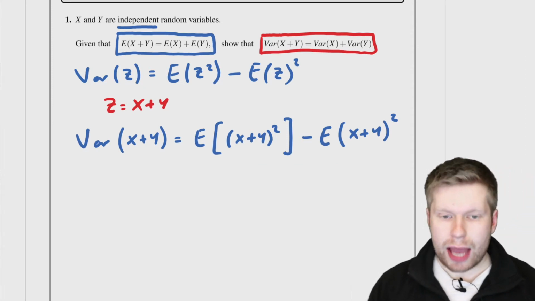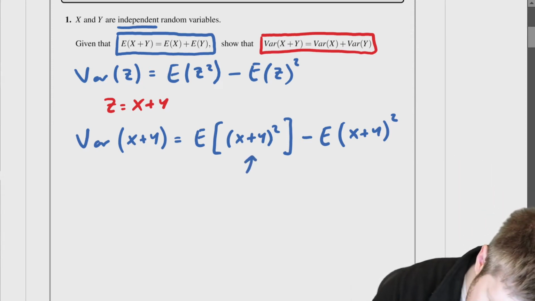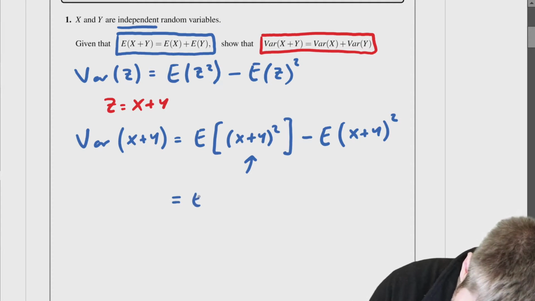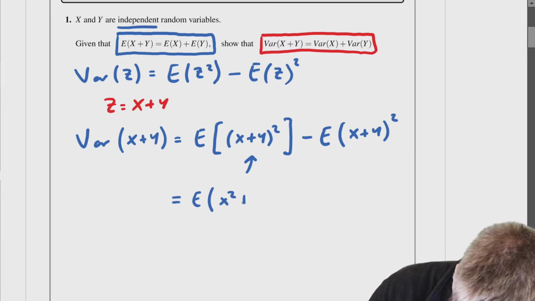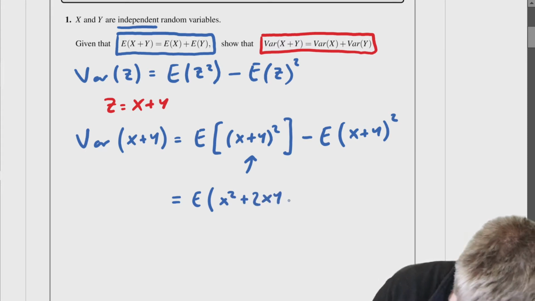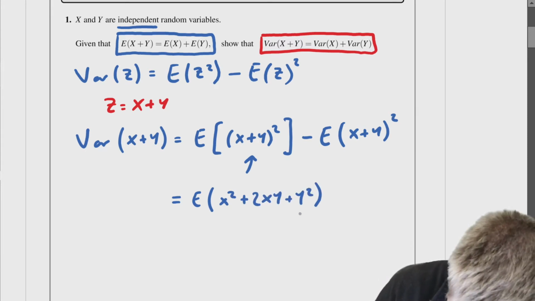Now if you notice this, I have another quadratic that I can expand in here. So let's have a look at this. So I've got the expectation, well x plus y all squared is just going to be x squared plus 2xy plus y squared, like so, okay?